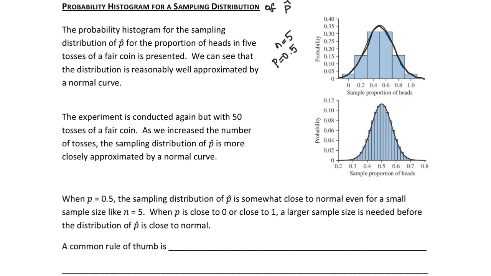And the other diagram represents the probability histogram for the sampling distribution of P cap for the proportion of heads in 50 tosses of a fair coin. That means N equals 50 and P equals 0.5. The distribution is very closely approximated by the normal curve.